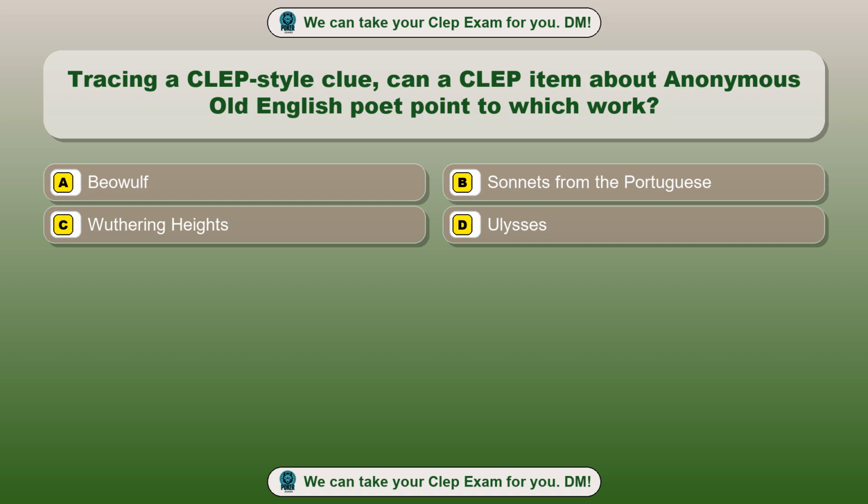Question 95. Tracing a CLEP-style clue. Can a CLEP item about anonymous Old English poet point to which work? Option A. Beowulf. Option B. Sonnets from the Portuguese. Option C. Wuthering Heights. Option D. Ulysses. The correct answer is option A.